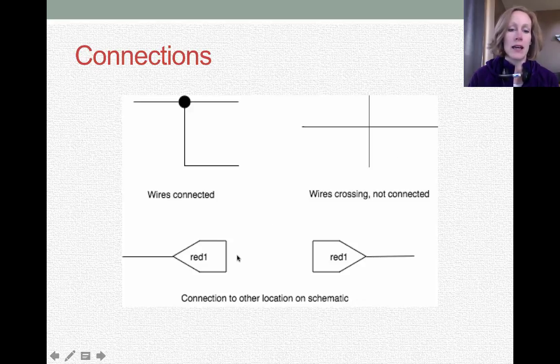And lastly, if we have a really complex schematic with wires going all over the place, sometimes we represent a connection by a label. So if we have a wire coming from one place and we don't want to connect it all the way through our schematic, we can label it over here, red 1, and we can look on the schematic in another place and see a label red 1, and then we know that this wire is connected to this wire over here. So red 1 is connected to red 1.